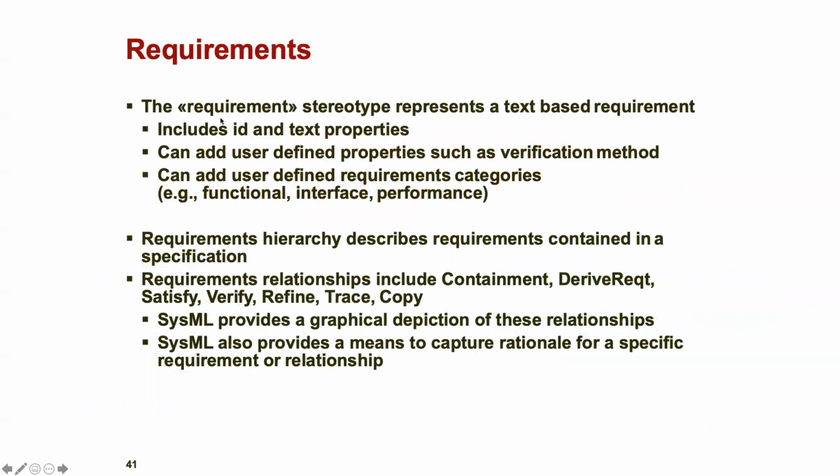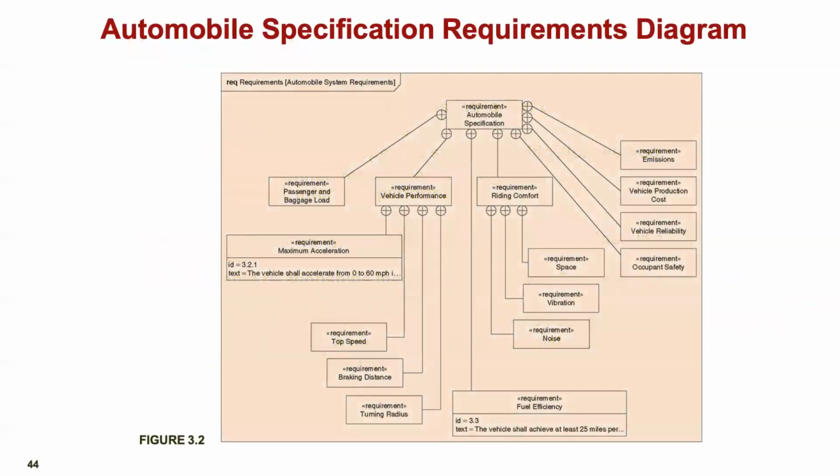So we have something called the requirement stereotype. It represents a text-based requirement and includes an ID, like the requirement ID, and text properties. It can add user-defined properties such as verification. It can have user-defined requirement categories, as if it's a functional, an interface, a performance requirement, or whatever. You can be putting in things like how it is satisfied, and you can also have a requirement hierarchy that is also included.